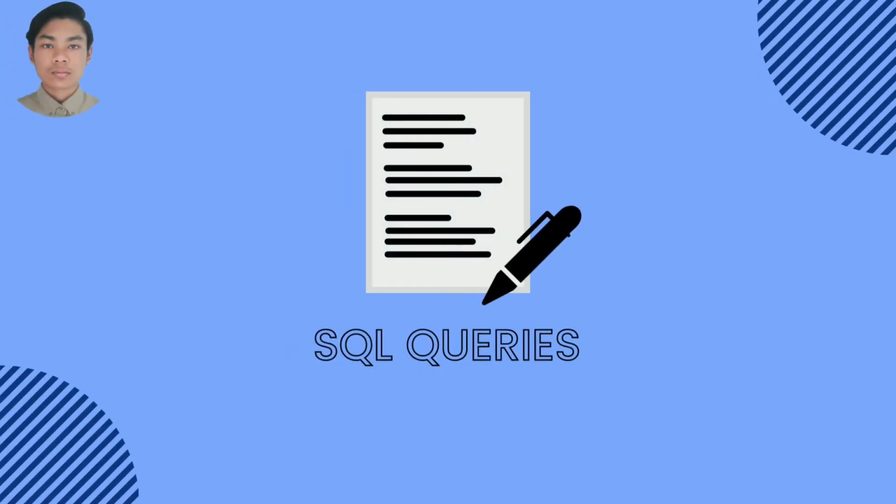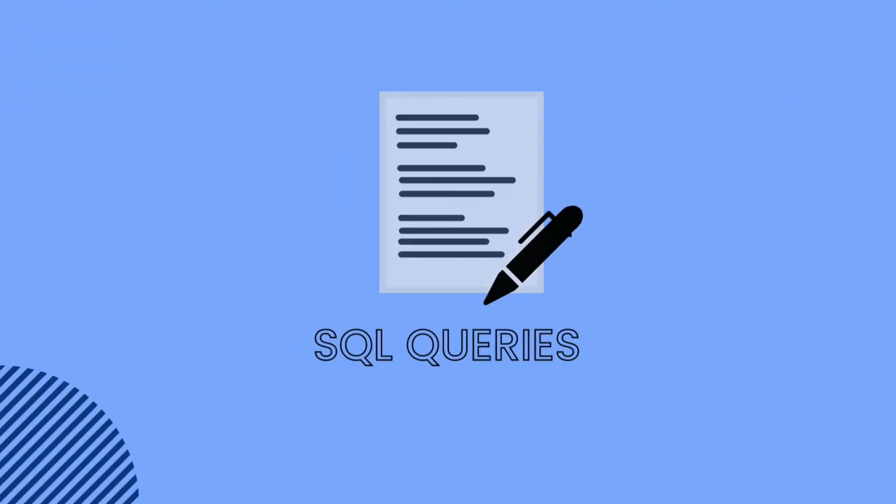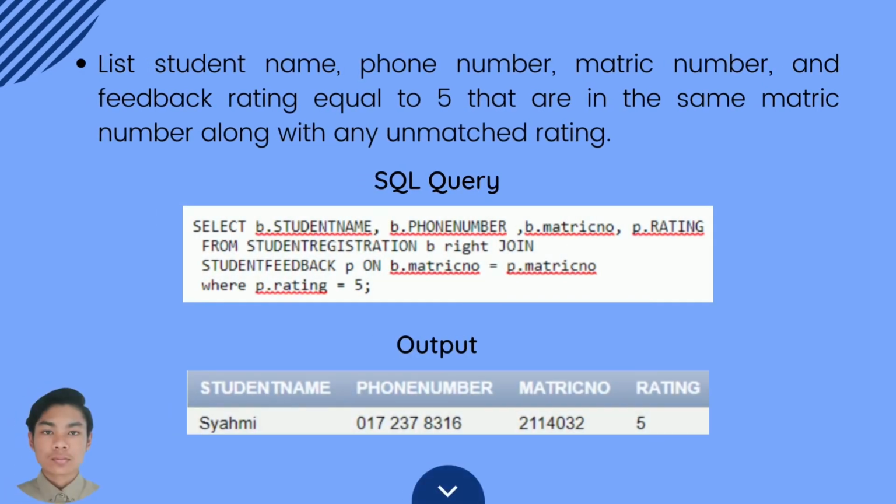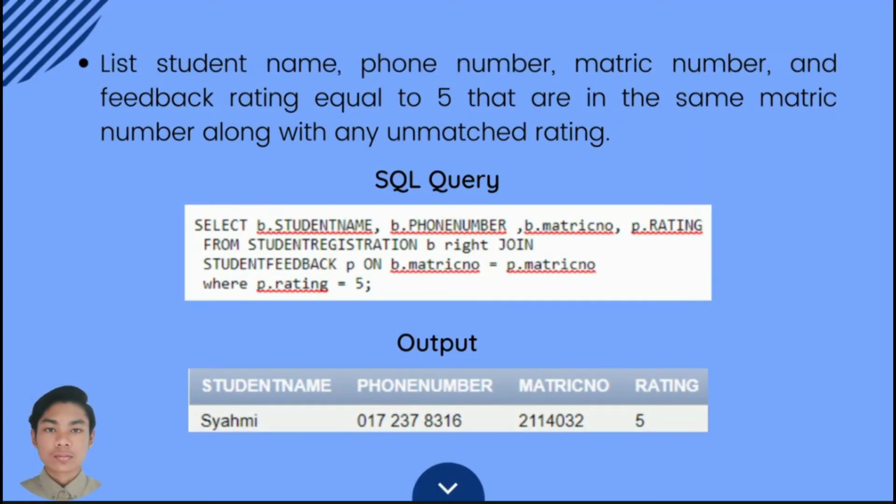Next, we will continue with the SQL queries that we have created. So the first one, we want to list student name, phone number, metric number, and feedback rating that equal to 5, and we want them in the same metric number along with any unmatched rating. So our SQL queries, we write select b.student_name, b.phone_number, b.metric_number, p.rating from student_registration b right join student_feedback p on b.metric_number equal to p.metric_number, where p.rating equal to 5.